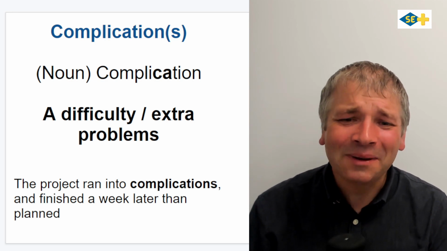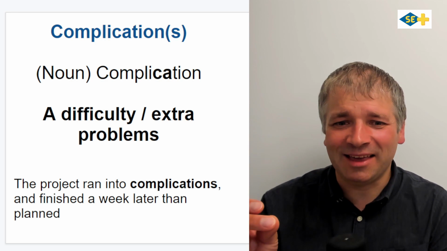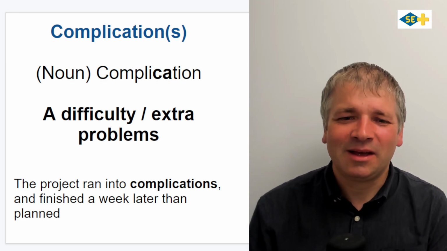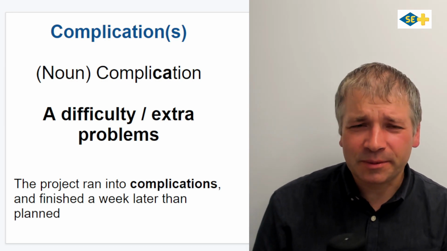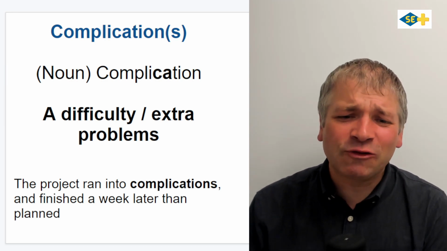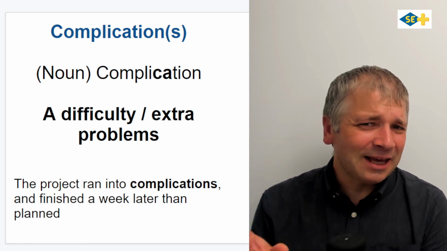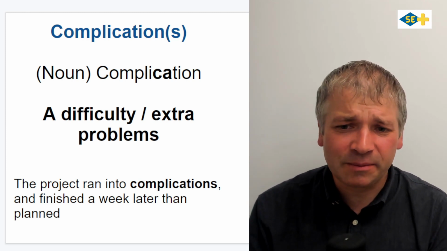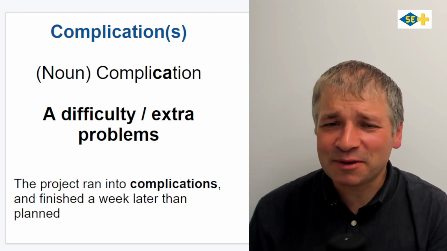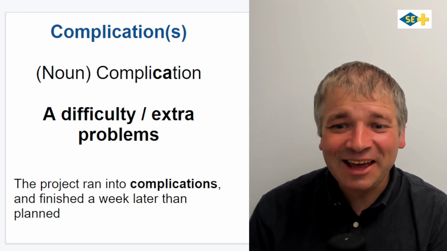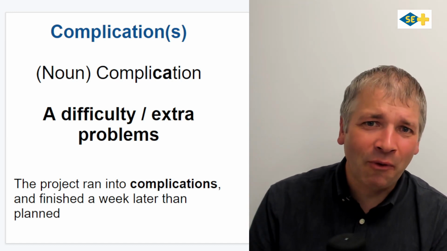Complication or complications. This is a noun with the stress on K. Complication. And this means a difficulty or extra problems. So, for example, the project ran into complications and they finished a week later than planned. So complications here really means difficulties. We often use this word specifically in a medical situation. There were complications with the operation, and then another problem arose.